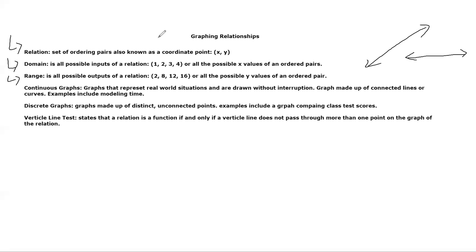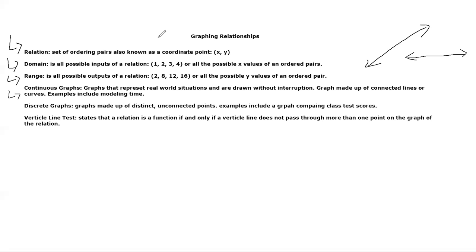Okay. And then we kind of have a little bit of two different lessons mixed in here because again, we don't have a lot of time and I just want to give you a breakdown of a bunch of different things. So this other thing, continuous graphs. Graphs that represent real world situations and are drawn without interruption. Graphs made up of connected lines or curves. Examples include modeling time. I'll go into a little bit of what that looks like. But generally speaking, if a graph makes a line, if all the dots are connected, it's called a continuous graph.